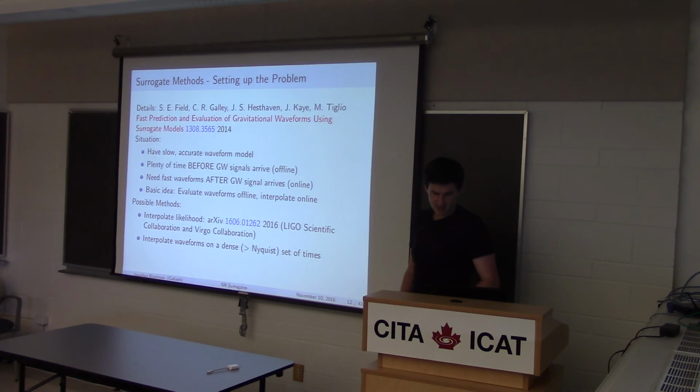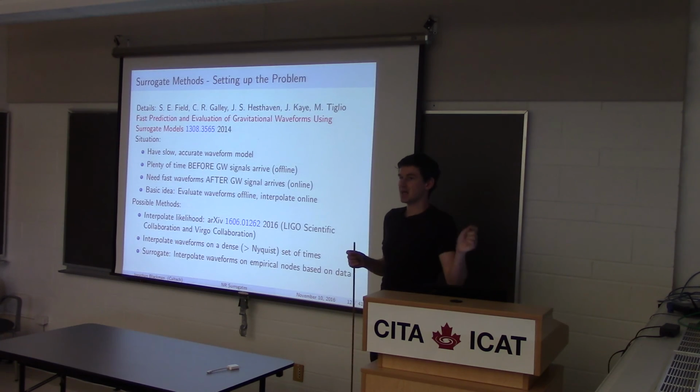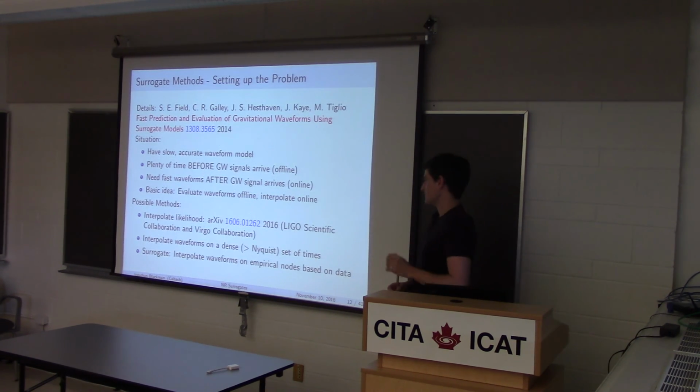So the idea of a surrogate model is to do a little bit better than that and to use the fact that you're not interpolating an arbitrary function, but you're interpolating a gravitational waveform, and we sort of know what those look like. So we can compress the data quite a bit to obtain a very sparse set of points in time at which we need to do this parameter space interpolation.